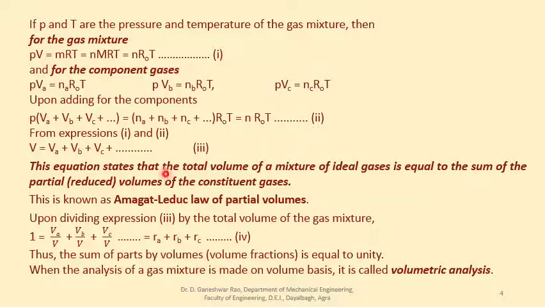Now divide this equation by V, it will give 1 is equal to VA upon V plus VB upon V plus VC upon V, where VA upon V is the volume fraction of component A, VB upon V the volume fraction of component B, and so on, RA plus RB plus RC. So here again the sum of the volume fractions of the constituent gases is always equal to 1, or unity. So when the analysis of a gas mixture is made on the volume basis, it is called volumetric analysis.